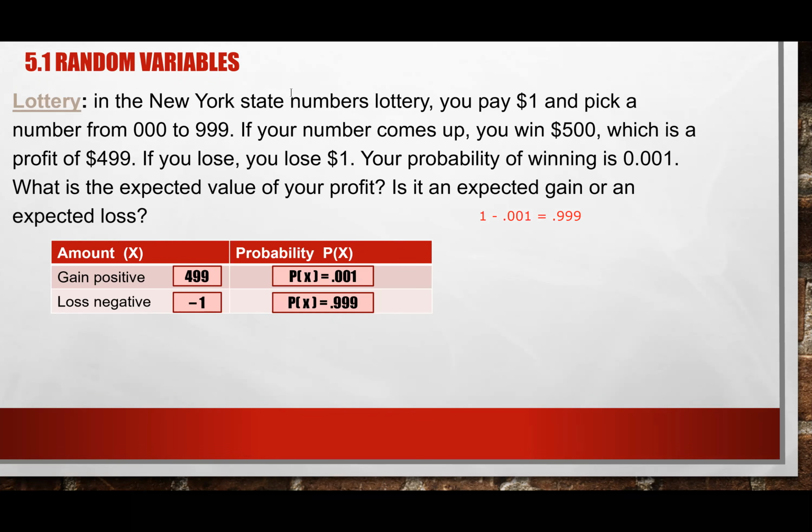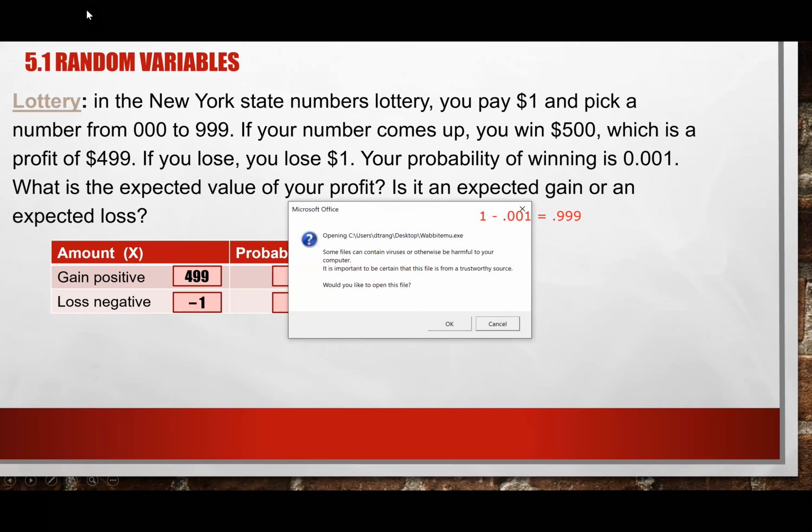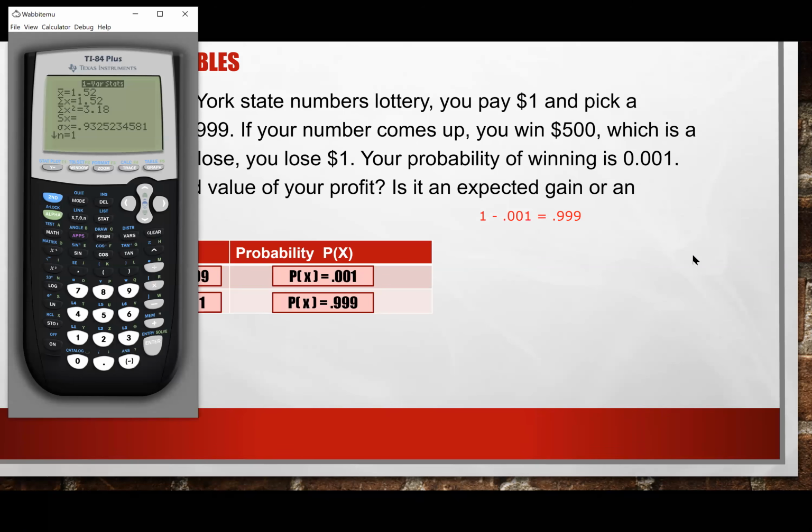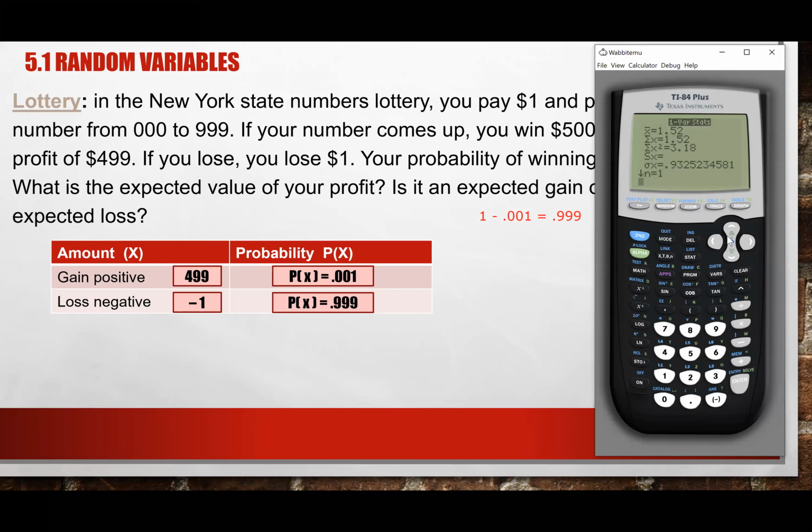So does everybody see how I got 4.99, negative 1, 0.001, and 0.999? With this information, everybody see that now I have my X value and I have my P of X value, meaning I can put them in my L1 and L2. Reminder: to clear your L1 or L2, you click clear, not cancel.